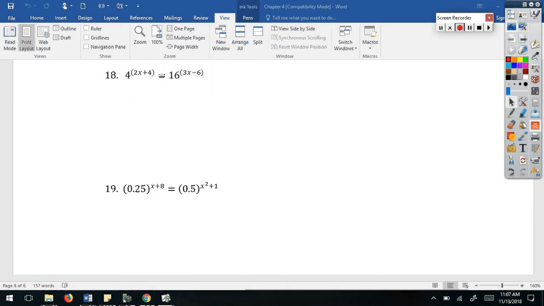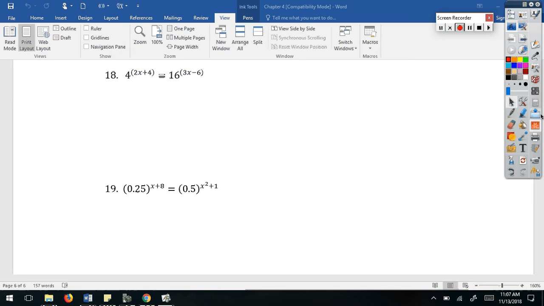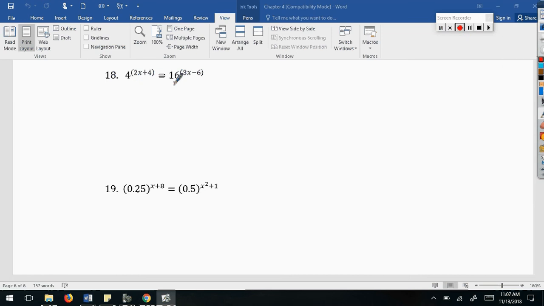Okay, so when we solve these equations, what we want to do is we want to make sure, since these are exponential, that the bases are the same. So I can rewrite 16 as 4 to the second power. So 4 to the 2x plus 4 equals 4 to the second power, and then I have the 3x minus 6. So at this point, I can set the exponents equal to each other. So 2x plus 4 equals 2 times 3x minus 6.